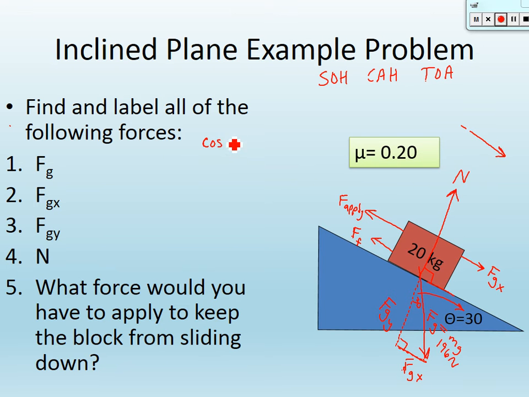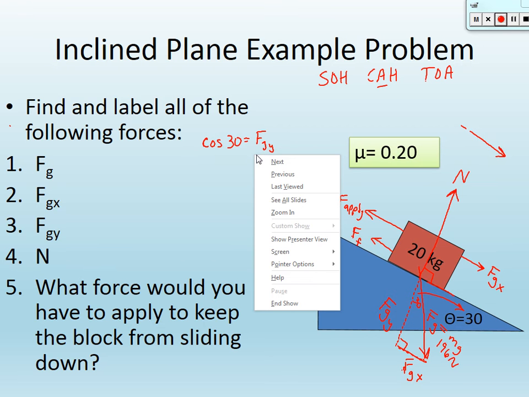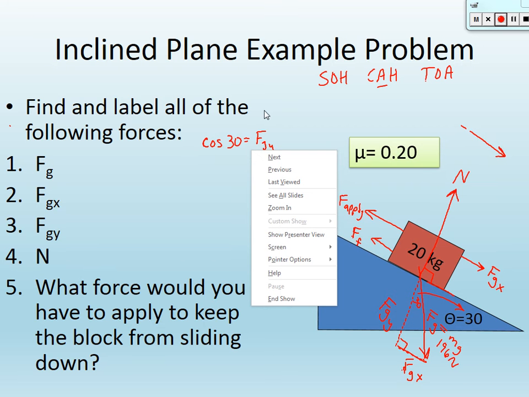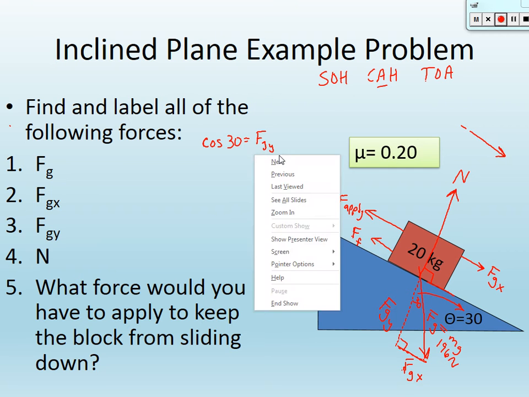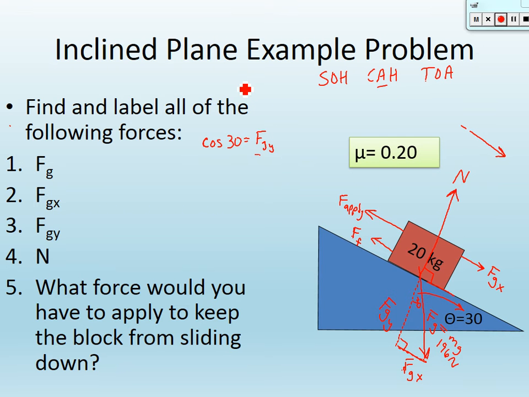Cosine of 30 degrees is equal to adjacent, which is force of gravity in the y, divided by the hypotenuse, which is 196. How would I solve for force of gravity in the y, guys? Cosine of 30 times 196. Good, yeah, we've got to times both sides by 196.